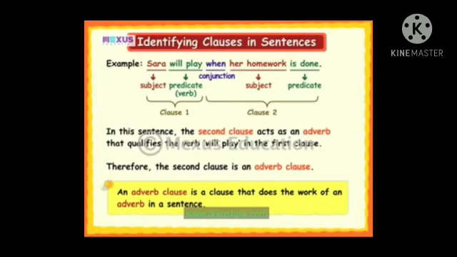Here, "her homework" is the subject, "is done" is the predicate, and "when" is the conjunction. A conjunction is a joining word. In the sentence, the second class acts as an adverb that qualifies the verb "will play" in the first class. Therefore, the second class is an adverb class. An adverb class is a class that does the work of an adverb in a sentence.